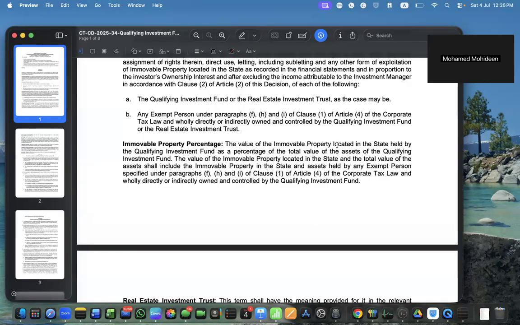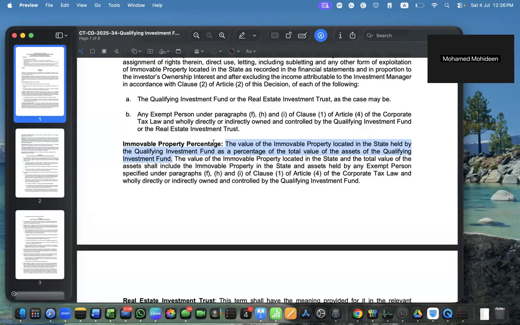Value of the immovable property located in the state held by the investment fund as a percentage of the total value of assets of the qualifying investment fund. Does this make sense now? Okay. This is the percentage of the total value of assets, the immovable property percentage.